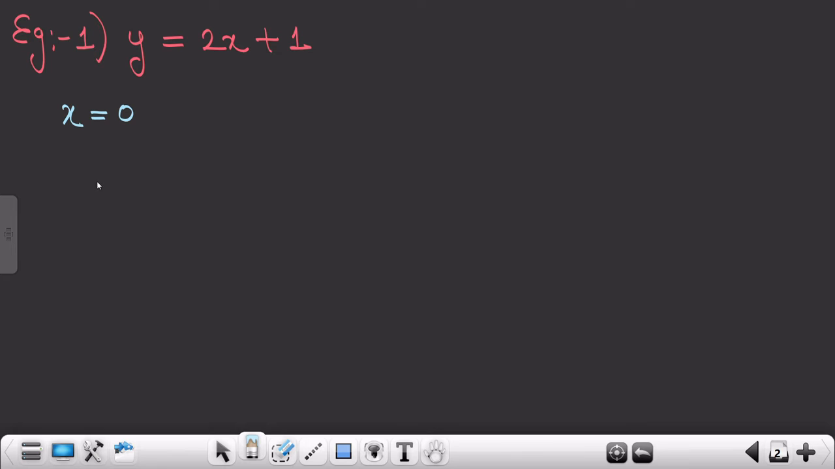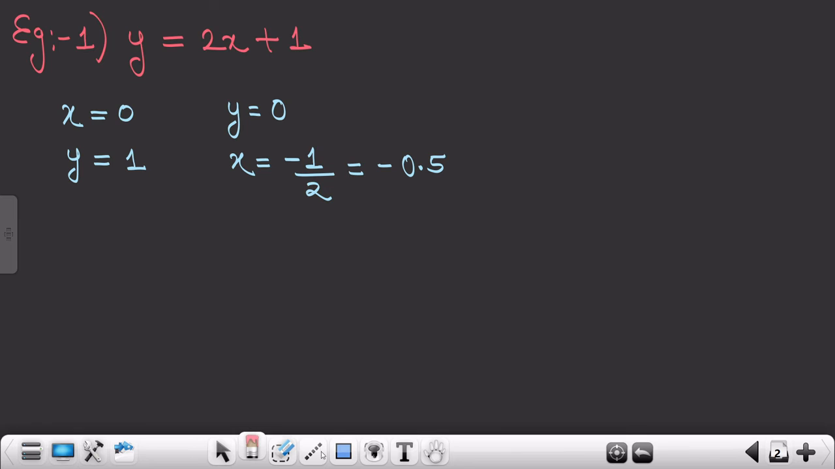Now if I'm putting the value of x as 0, I'm getting the value of y as 1, right? And now if I'm putting y as 0, I'm getting the value of x as minus half, which is equivalent to minus 0.5. So what does that mean, sir?